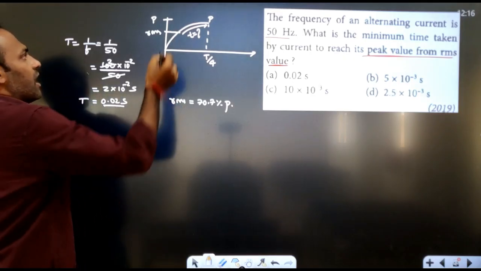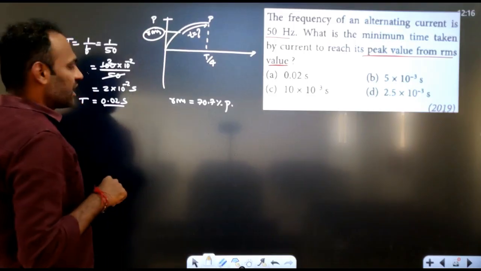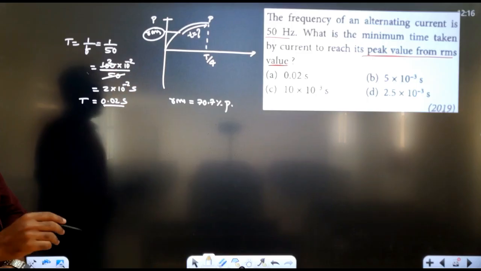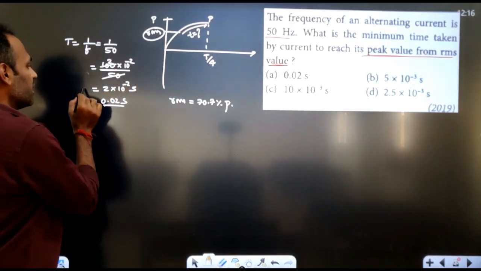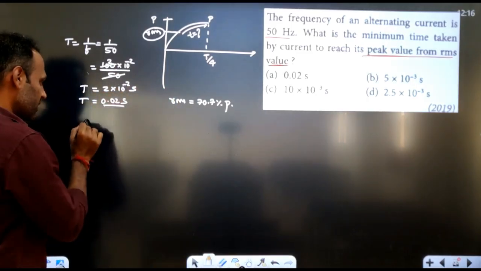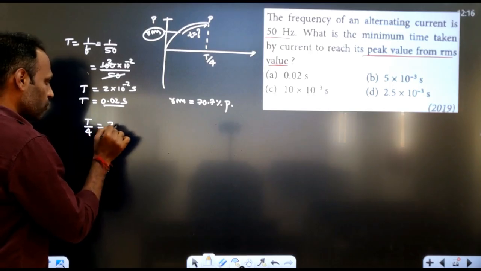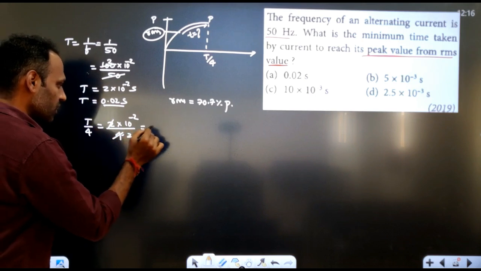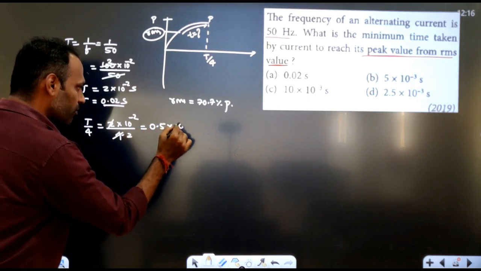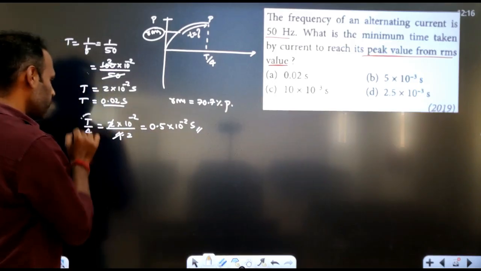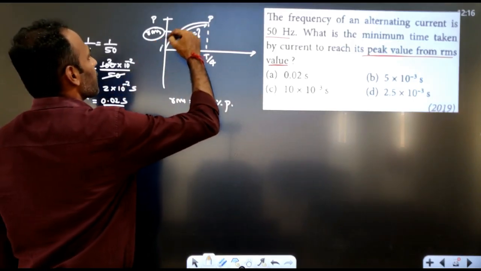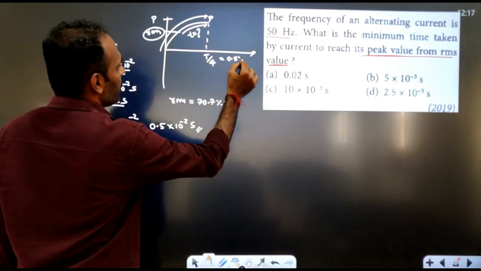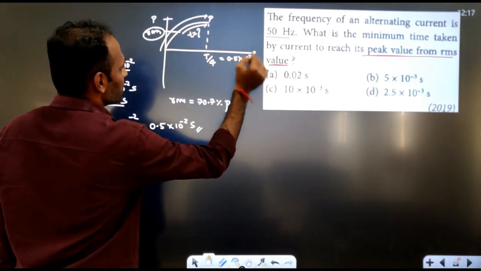Now to reach RMS, how much time is needed? Let us calculate that. Since T by 4 has already come, T is 2 into 10 to the power minus 2, so T by 4 will be 2 into 10 to the power minus 2 divided by 4. So it will be 0.5 into 10 to the power minus 2 seconds. So T by 4, the time taken to reach from here to here, is 0.5 into 10 to the power minus 2 seconds.